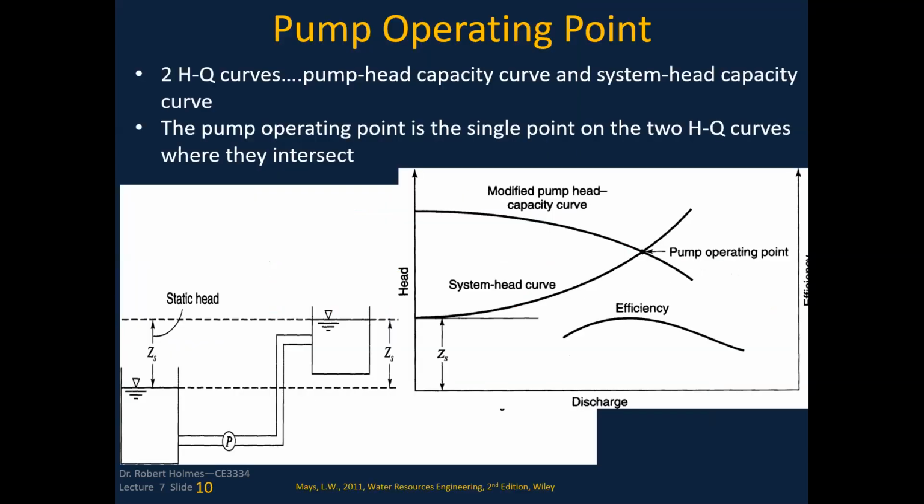All right, so really quickly, to put a wrapper onto this, I want to go through a few slides here, look at different scenarios. If I've got a system head curve on this particular operation, I've got a pump head capacity curve. That intersection point is where we're going to have the pump operating point. And if this is my efficiency curve, you can see my maximum efficiency would be right here. My pump is operating right here, which is not too far off the maximum efficiency. Might not be too bad of a selection.